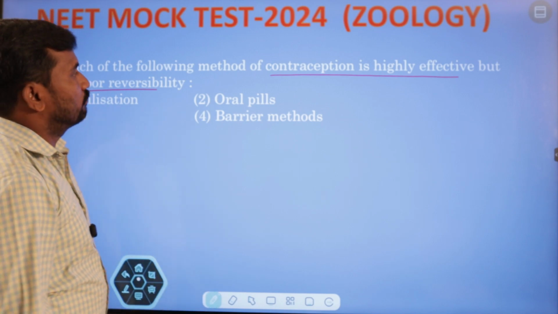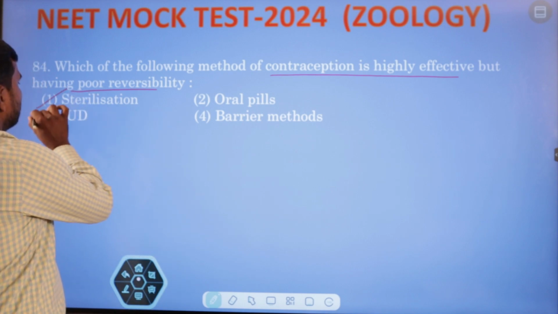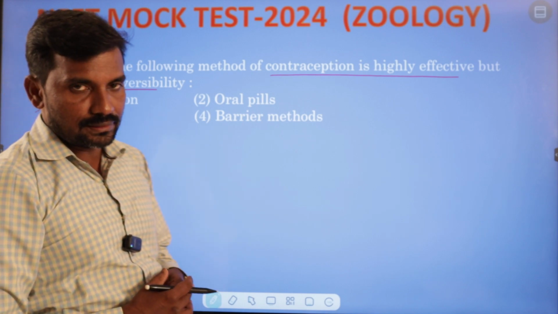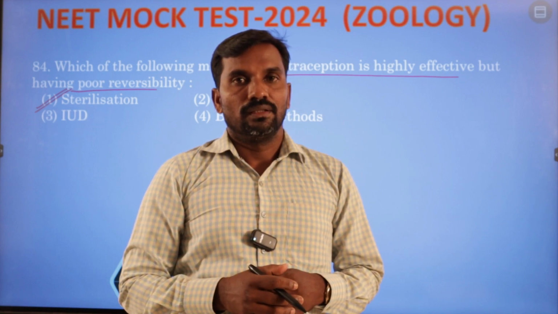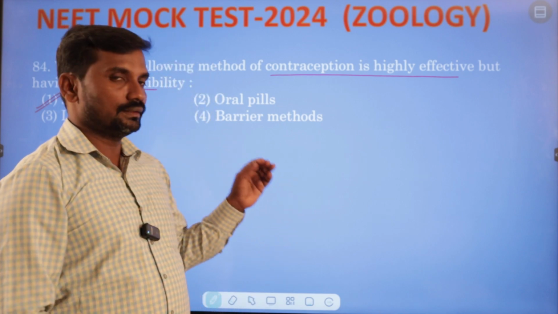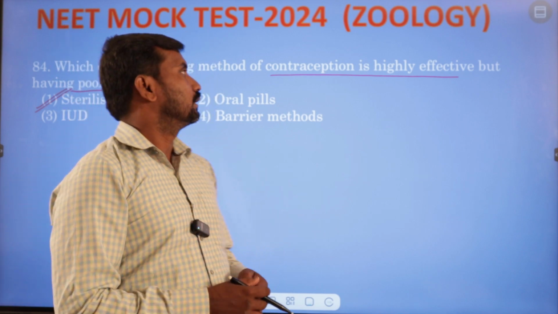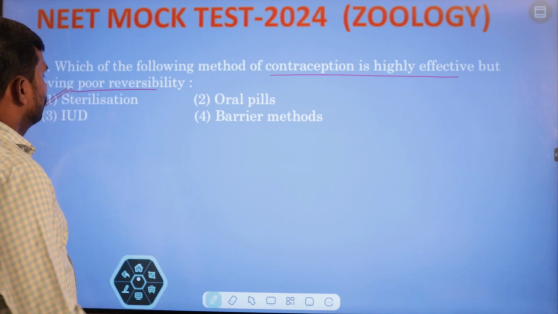We are unable to have fertile offspring. So this method is called sterilization. What is meant by sterilization? The sterilization method is also called termination. Termination means that once we carry it out, we are unable to produce fertile offspring again. That's why the question says poor reversibility.